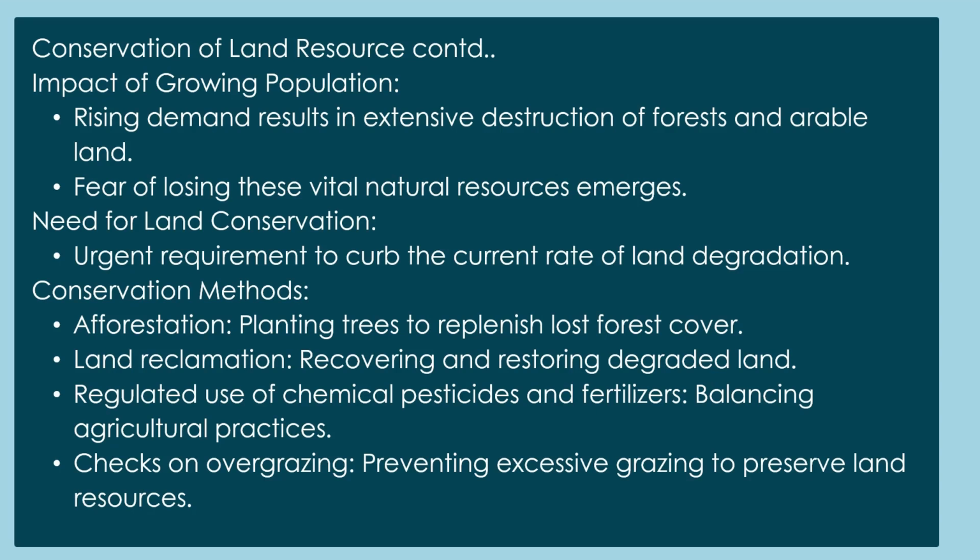Now, what is the need for land conservation? Urgent requirement to curb the current rate of land degradation. Now, next one, conservation methods. First one is afforestation, planting trees to replenish lost forest cover. Then the next one is land reclamation, recovering and restoring degraded land. Third one, regulated use of chemical pesticides and fertilizers, balancing for agricultural practices. Last one is checks on overgrazing. This is the preventing of excessive grazing to preserve land resources.